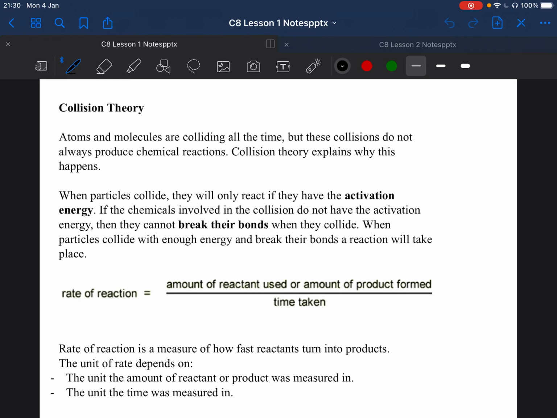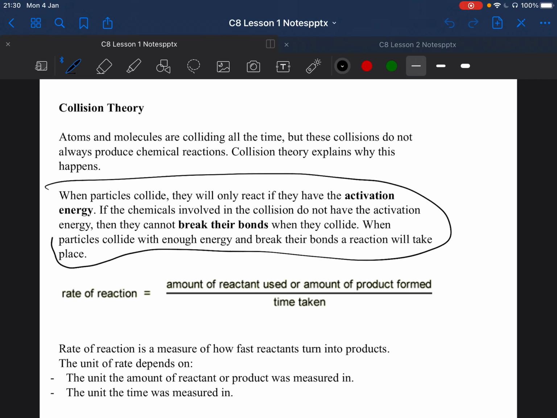Collision theory is a key part of chemistry and it explains why reactions happen or why reactions don't happen. So what we have is atoms and molecules colliding all of the time, especially in gases. If you think about the gases in the air, those particles or atoms are bouncing off each other all of the time, but they are not reacting. And this is because of this here.